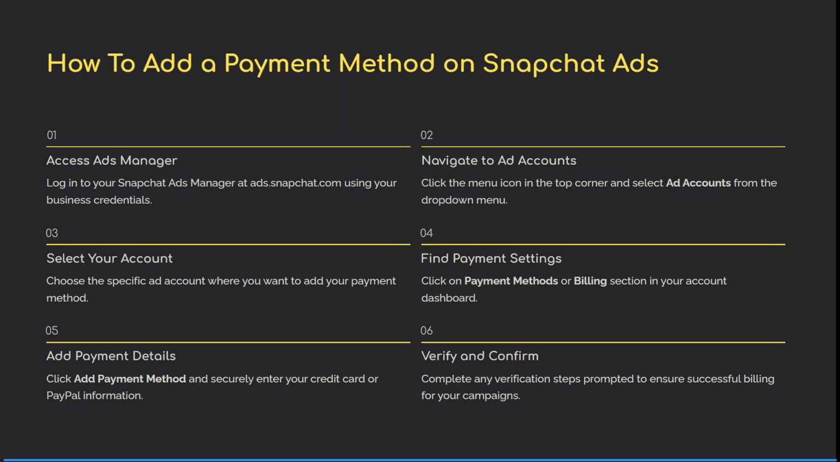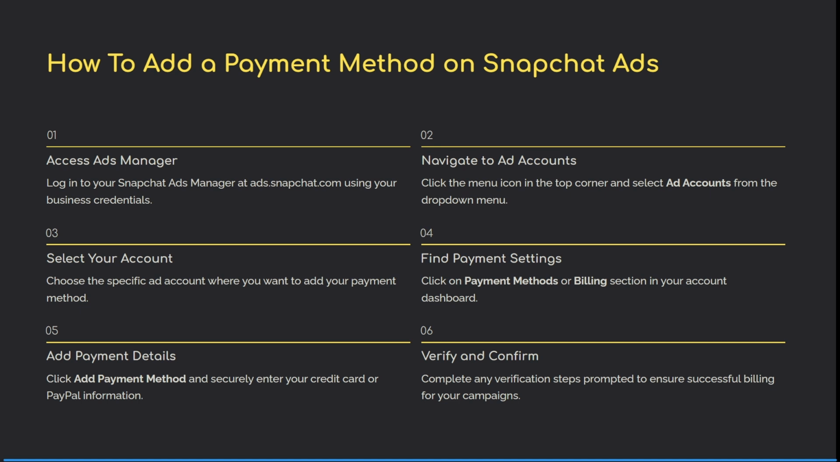We need to log into Snapchat ads manager, and you'll do so by using your business credentials, of course, the business that you would like to advertise for. Click the menu icon on the top corner of the screen and select add accounts from the drop down menu. Here you'll choose the specific ad account which you'd like to add your payment method to.